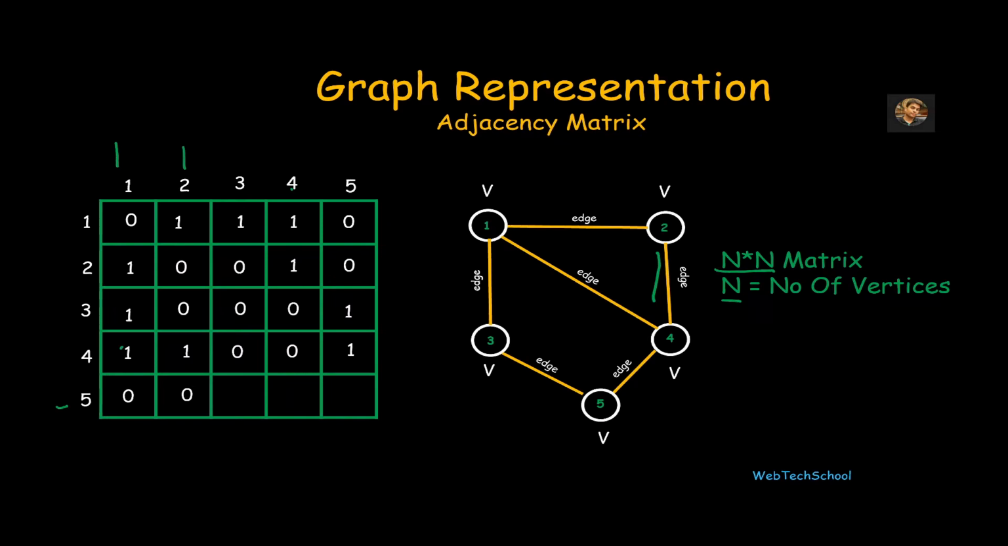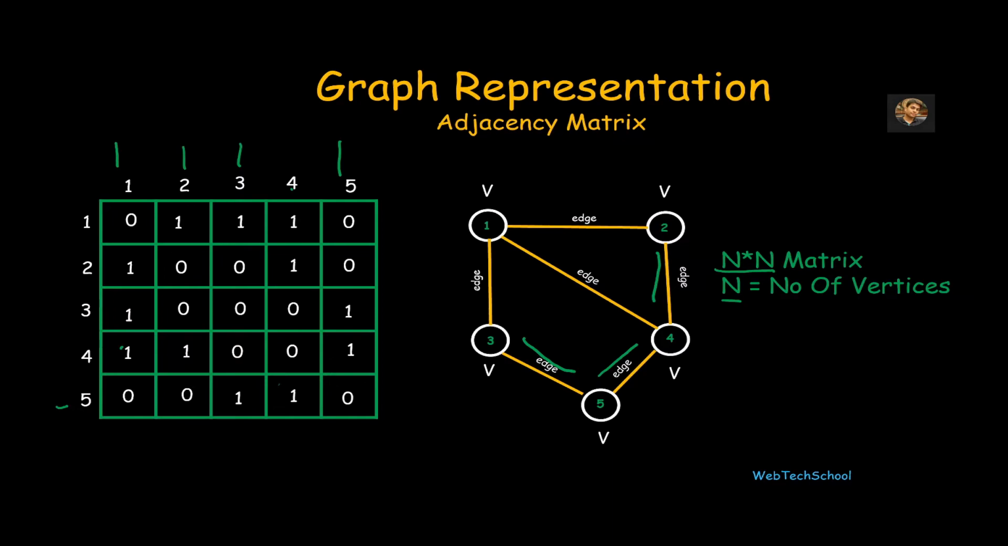Between vertex 5 and vertex 3, there is an edge, so this value becomes 1. Vertex 5 and vertex 4, there is an edge, so this value will become 1. Between vertex 5 and vertex 5, there is no self loop, so this value will become 0. So this is nothing but an adjacency matrix approach. This approach we can also use to store a weighted graph as well as a directed graph.